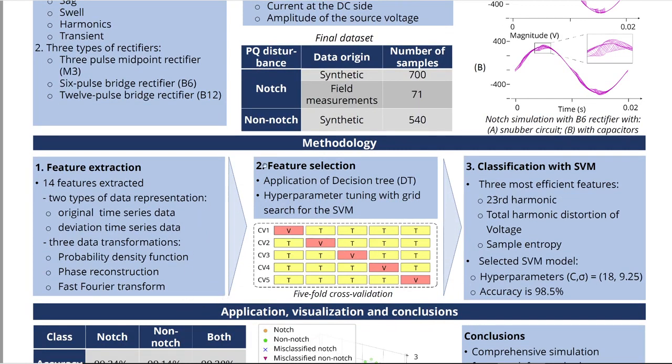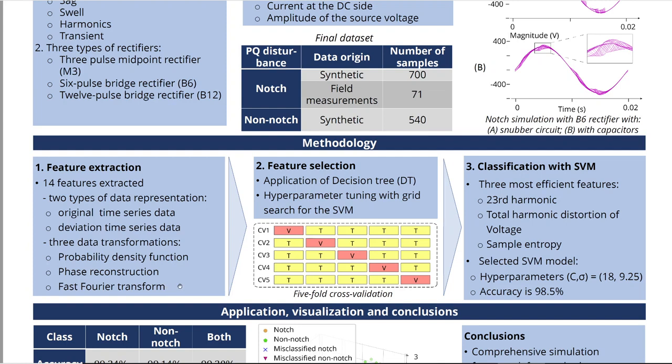The methodology has 2 layers. The outer layer is a 5-fold cross-validation. The inner layer, or we can say each pass of the cross-validation, includes feature extraction, feature selection, and parameter tuning. 14 features were extracted from the original time series data and the deviation time series data. The deviation time series is created by subtracting the fundamental wave from the original time series.